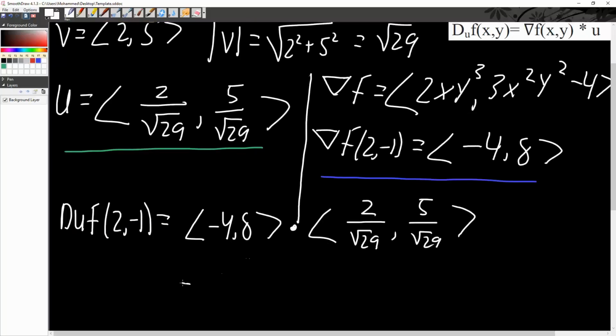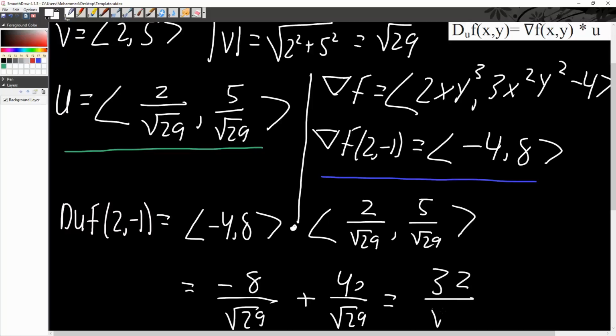So we would get negative 8 divided by square root of 29 plus 8 times 5 is 40 divided by square root of 29. And so our final answer is 32 divided by square root of 29. And this is the directional derivative. And that's all we need to do.